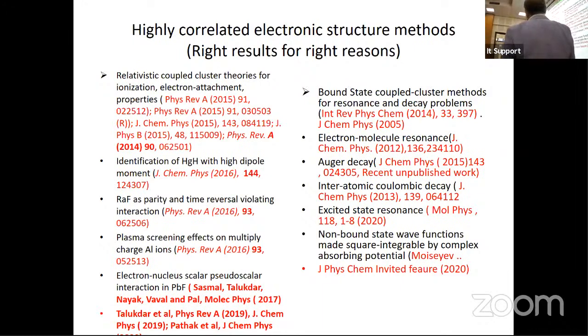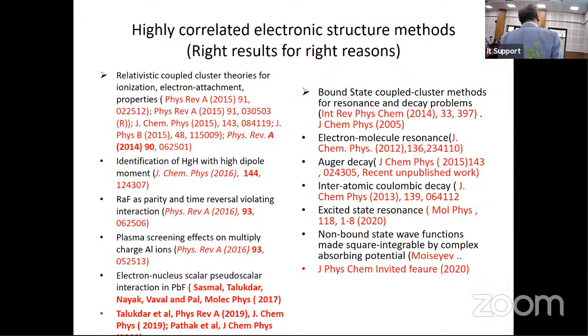So some of the science that I'm doing, as Professor Murthy said, was methodological advances, and I call this highly correlated electronic structure method, right result for the right reasons. And I think it's very, very important to realize. It is easy to get the right result, but maybe for the wrong reason, because you have an error cancellation. And that will not work for another system. So our methodological advances are actually to emphasize right result for the right reasons. And I've been doing that for 40 years. But what is important to realize is that in the last 4 or 5 years, we have started the relativistic coupled cluster theory, which I've been doing for a long time.